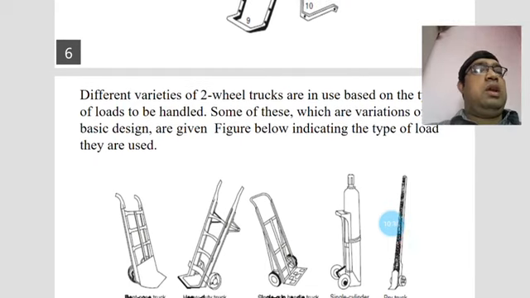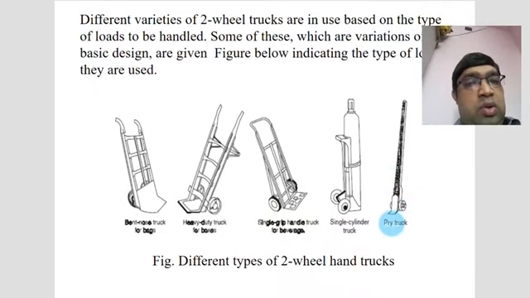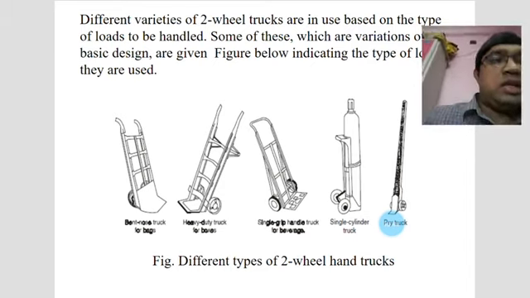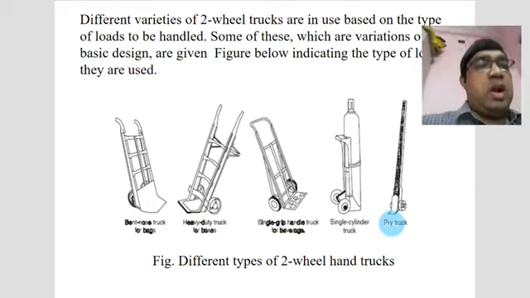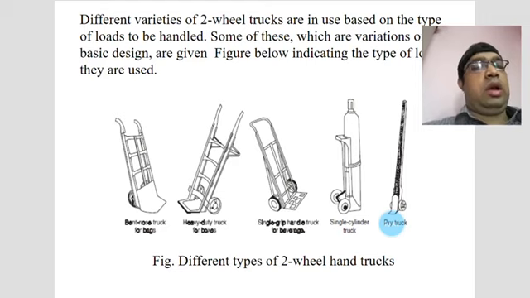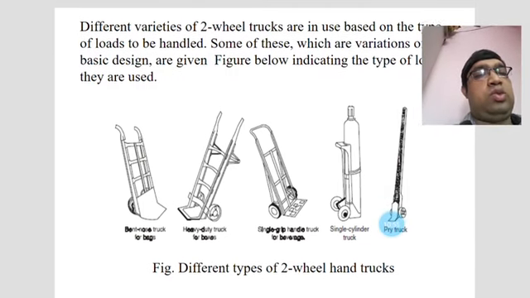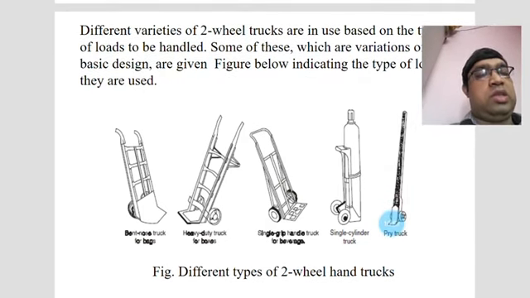The figure indicates the types of loads they are used for. The first, you can see, is the bent nose truck for bags, and sometimes we have to handle different types of bags being transferred. Then you have to consider the loading, and for fast requirements the bench toe trucks will also be used to transport them. The heavy duty trucks are the trucks for boxes.